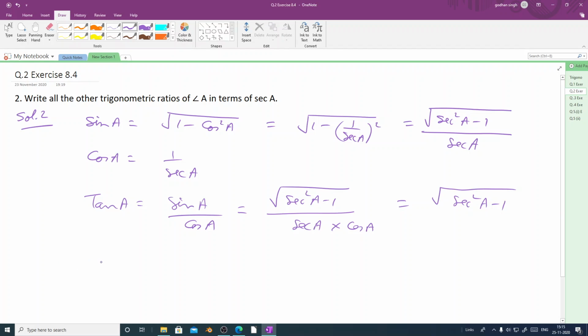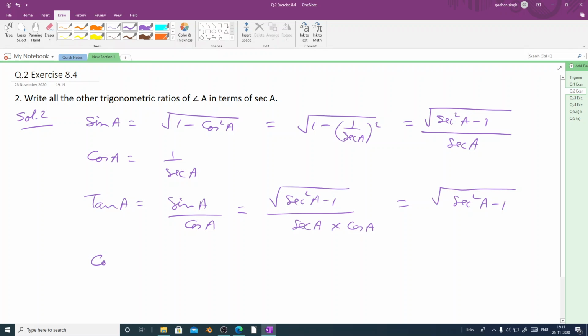And another way which we are having is, now directly also we could have written here, because we know that 1 plus tan square A equals sec square A. From that also we can write the value of tan A. The choice is always many. You can write the way convenient to you. Next, we need to find the value of cosec A in terms of sec A.